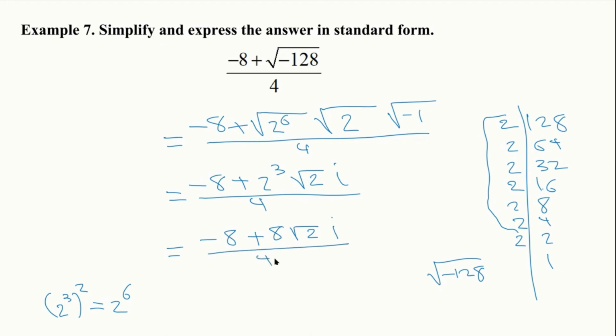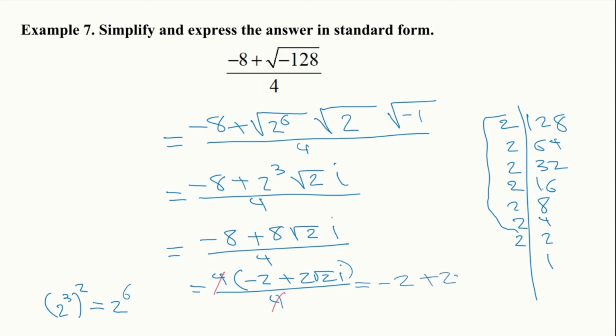I noticed that these three terms have a common factor of 4, so that'll be the good thing to factor from the top. So that leaves me negative 2 plus 2 radical 2 i over 4. Now I can safely cancel the 4's, and we finally end up with negative 2 plus 2 radical 2 i, just like that.